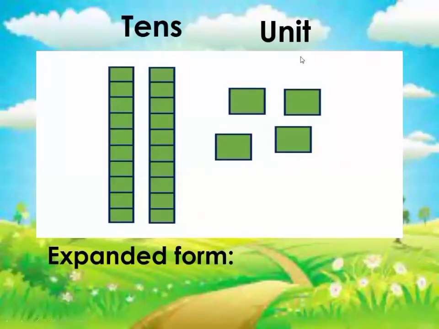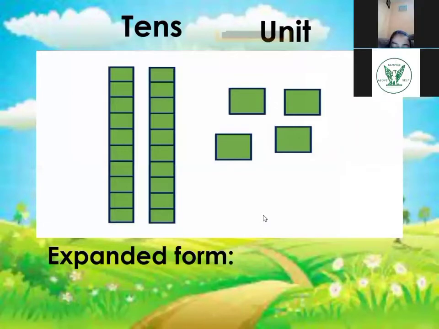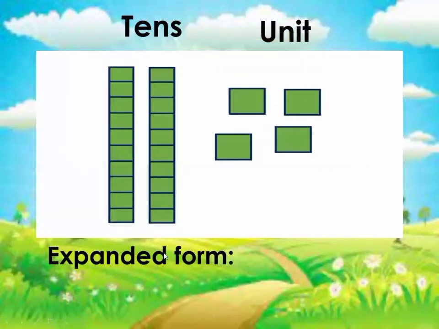In the previous class, we have also learned about the expanded form. So what is the expanded form? When we write the place value of each digit in a number, this form is called expanded form.